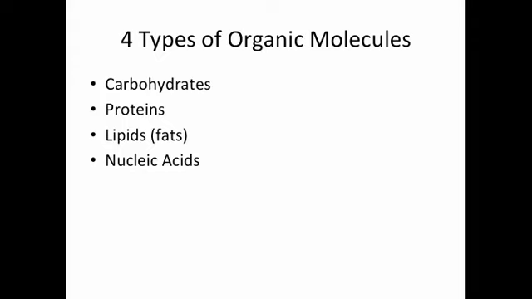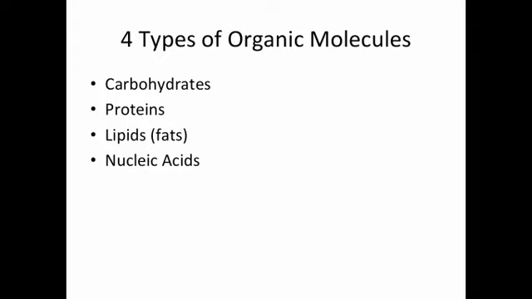So the federal government regulates, or tells you, how many carbohydrates you should eat, how many proteins you should eat, and how many lipids. That's because you're basically made up of those and you have to constantly replenish them. So those are the four basic types of organic molecules. We're going to be coming back to those quite a bit this year.